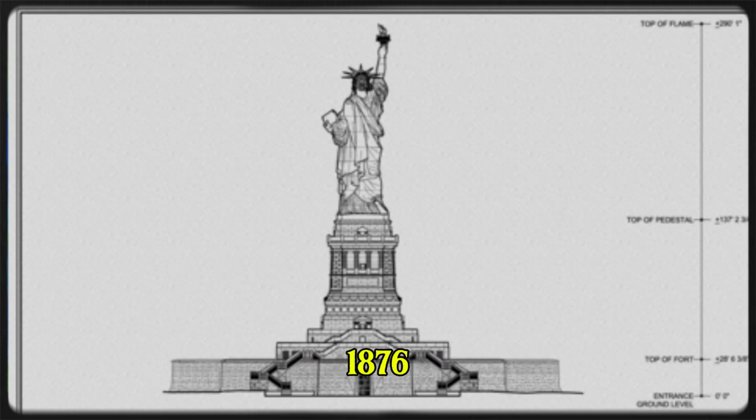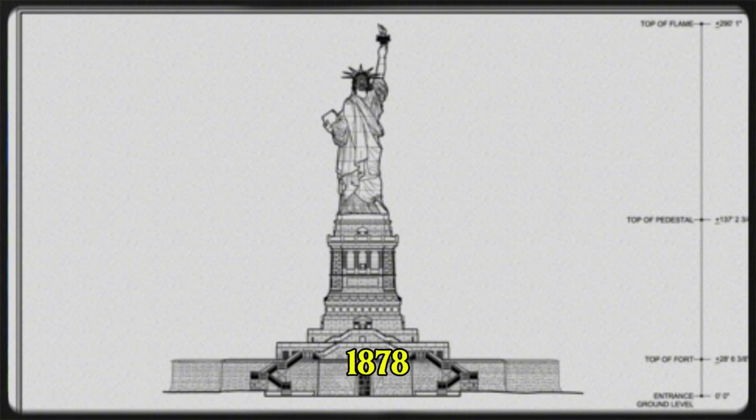By 1876, portions of the statue were sufficiently complete to be exhibited. The arm holding the torch was displayed at the Centennial Exhibition in Philadelphia, where visitors could climb a ladder to the balcony in the torch for a small fee. Funds were directed to the pedestal construction.